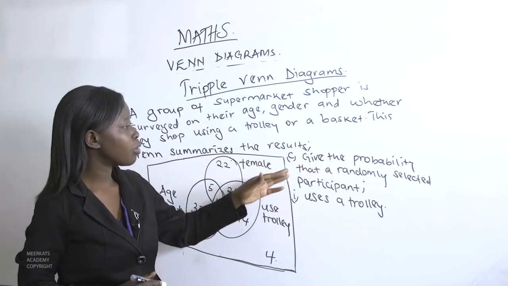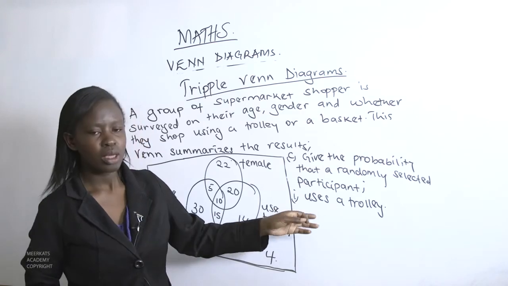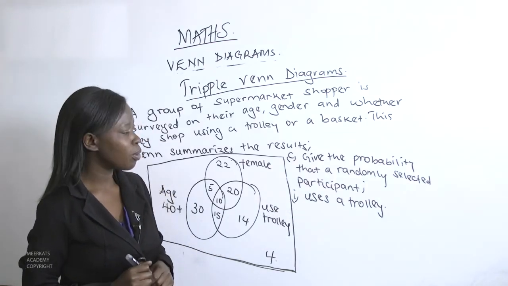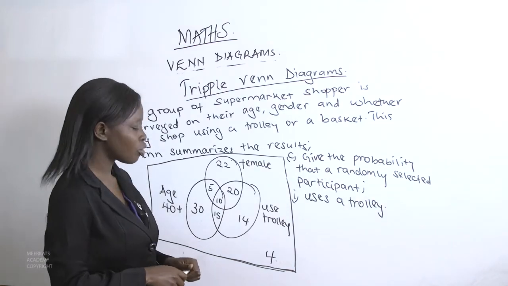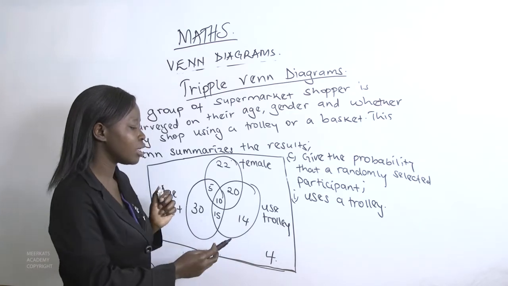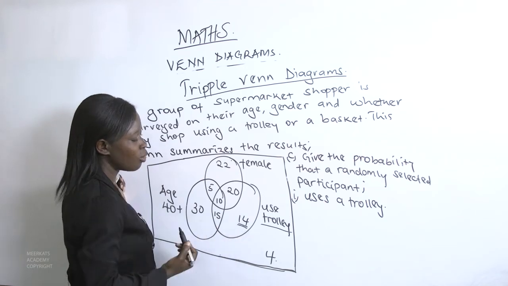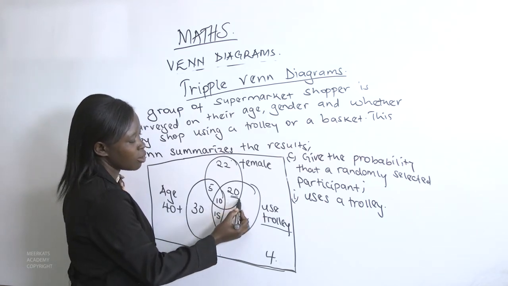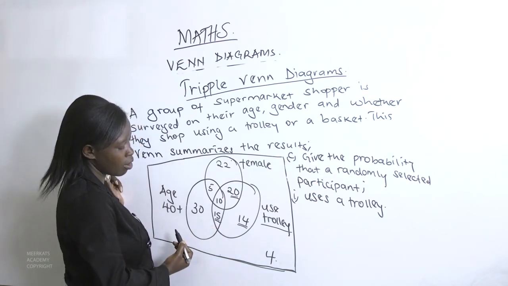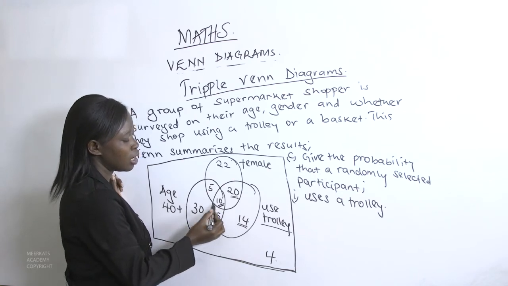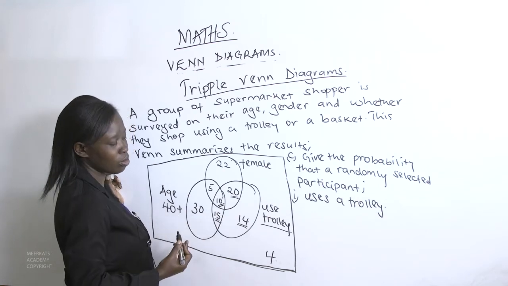We now find the probabilities that a randomly selected participant, part 1, uses a trolley. So we need to find the probability that a person selected is going to use a trolley. We come to our circle indicating the people who use trolley. We discover that we have 14 who use trolley, 20 female who use trolley, 15 people who are 40 years and above who use trolley, and 10 who are female and 40 years and above and still use trolley.